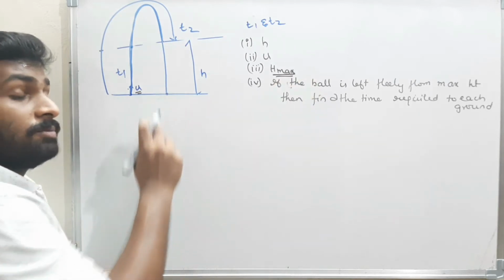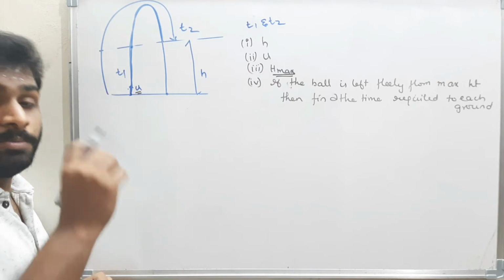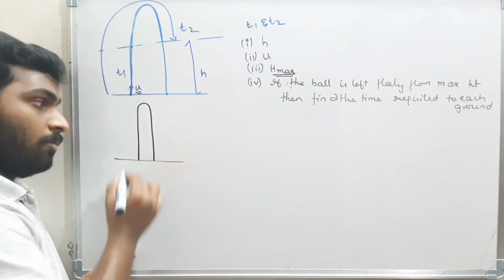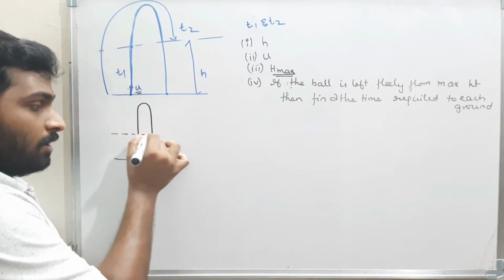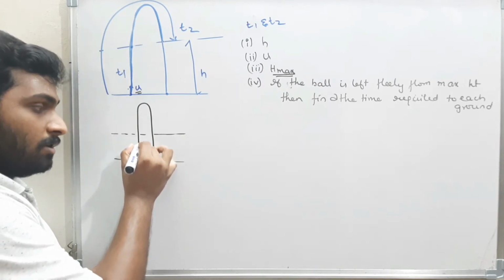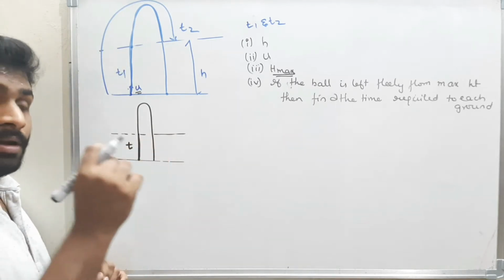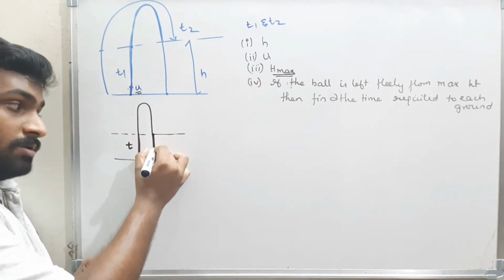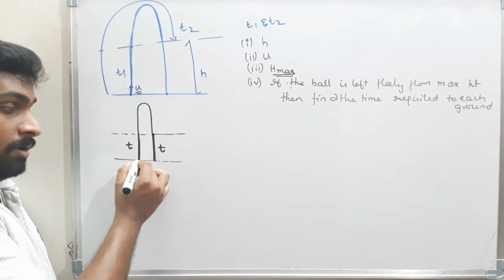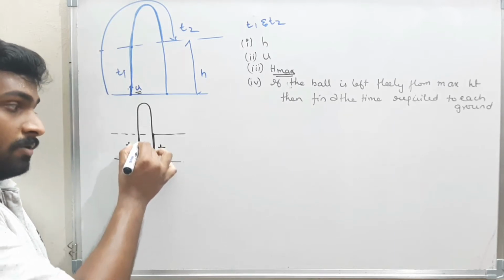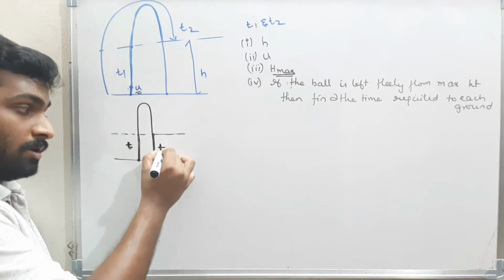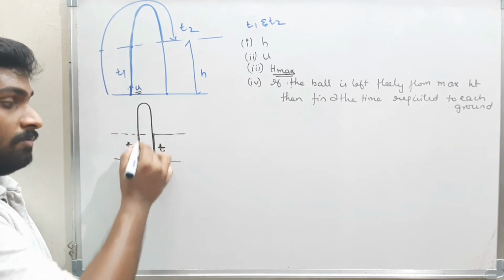I told this concept in the previous video. Observe what I told. Observe carefully. This is the motion of the body, and at some certain level, the time taken by the body to reach from ground to this certain level is t, and the time taken by the body to reach from this certain level to ground is also t. Remember this concept. The time taken by the body to move from ground to a certain level is t, and the time taken to move from that level to ground is t. If the level is the same, this time will be the same.